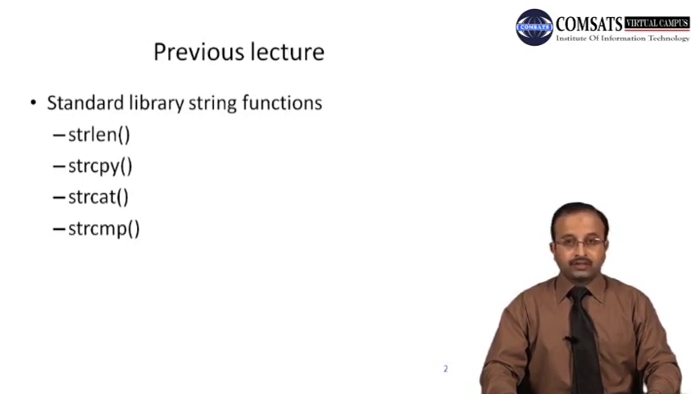And string cat function, strcat, it is short for string concatenation, that is used to append the content of one string at the end of other string. And string compare, strcmp, this function is used to compare two strings whether they are equal or not. And if both strings are equal, string compare function returns zero, and for any non-zero value it means that the strings are not equal.